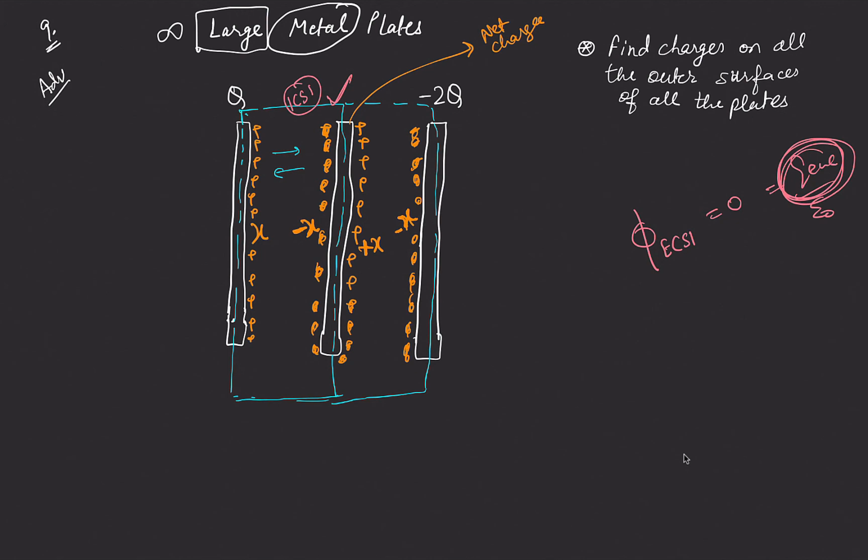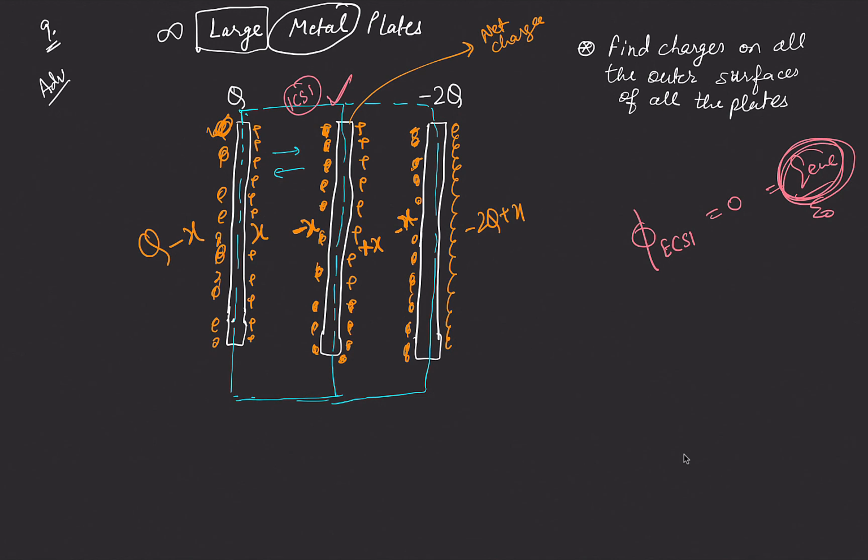And since the net charge on this plate is Q, the charge accumulated on this side should be Q minus x, because the net charge should remain Q. Similarly, since the net charge on this plate is minus 2Q, the charge accumulated on this side should be minus 2Q plus x, so that the sum of this and this remains minus 2Q, which is given in the question. So we have calculated the surface charge on the surfaces in terms of x, and if we find x, we can find the charge on every surface in this question.